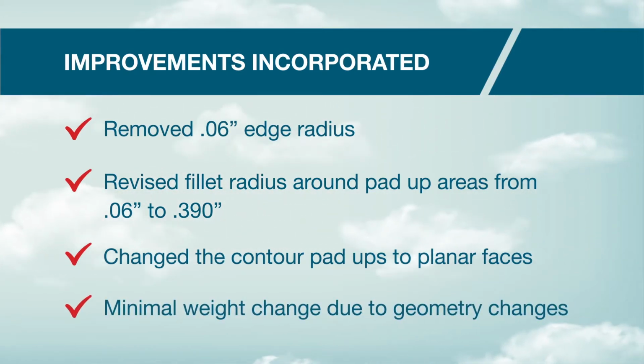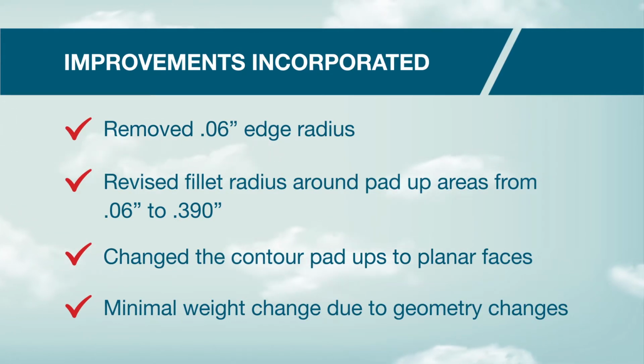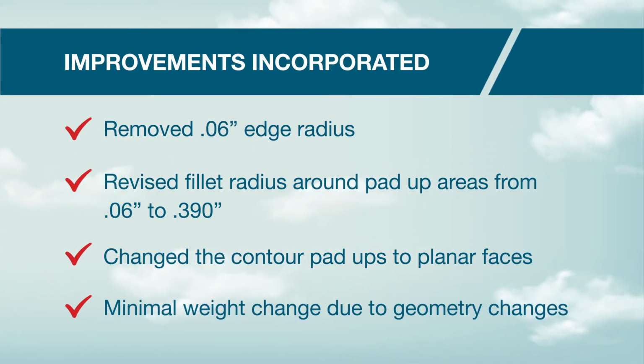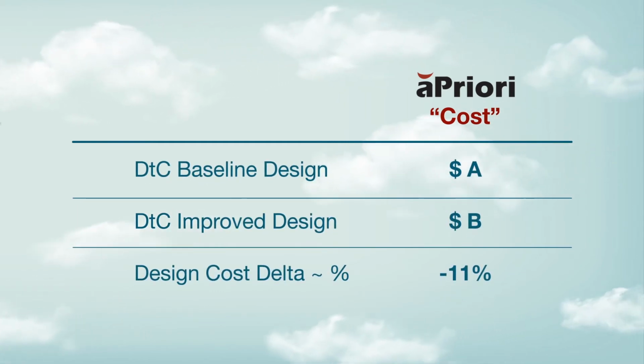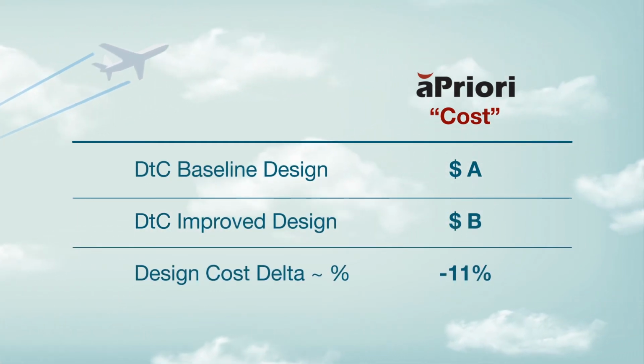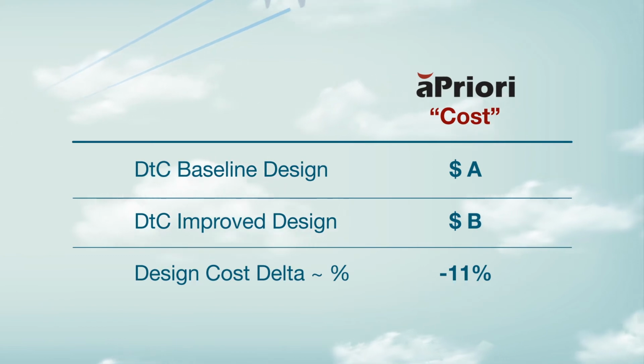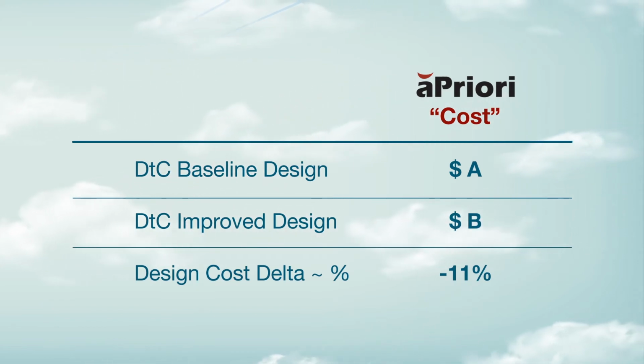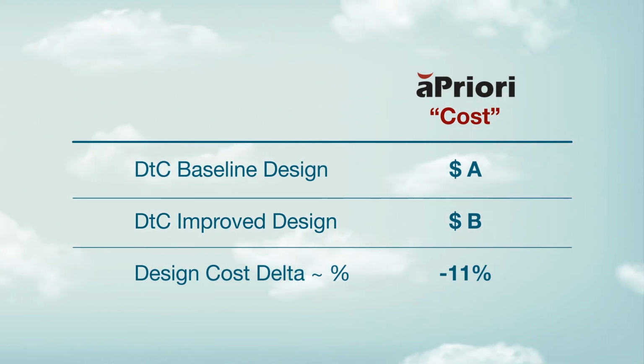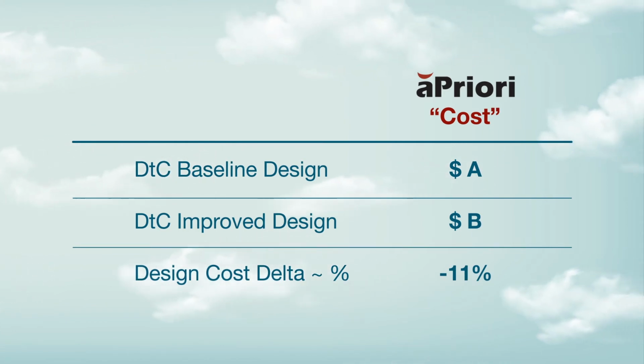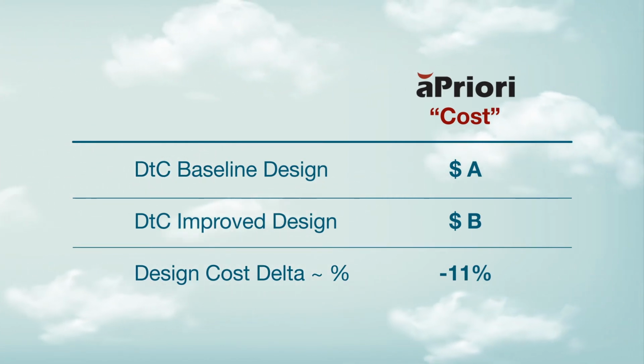There was some further discussion about whether they were even necessary at all. And with all those changes, in this case, the opportunity was to reduce the cost by about 11% for this part for a very minimal, almost negligible, weight change. And so we saw this as pretty much a win-win. We met all the requirements, and we have an opportunity to reduce the cost here.